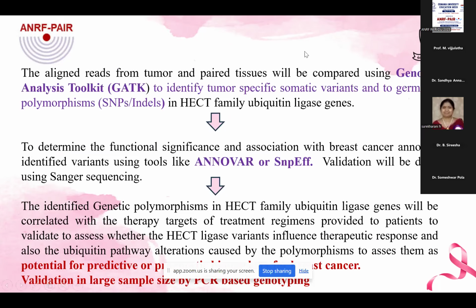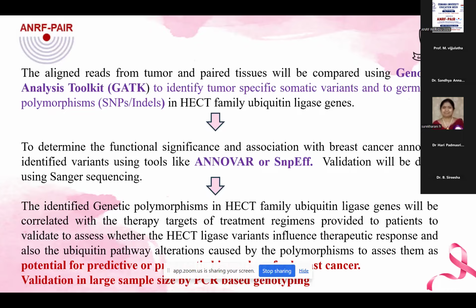to identify the tumor-specific somatic variants and to identify the germline polymorphisms, including the SNPs and the indels in the HECT family ubiquitin ligase genes. And further, to determine the functional significance and association with breast cancer, the identified variants will be annotated using tools like ANNOVAR or SNPeff. And then validation will be done using Sanger sequencing.